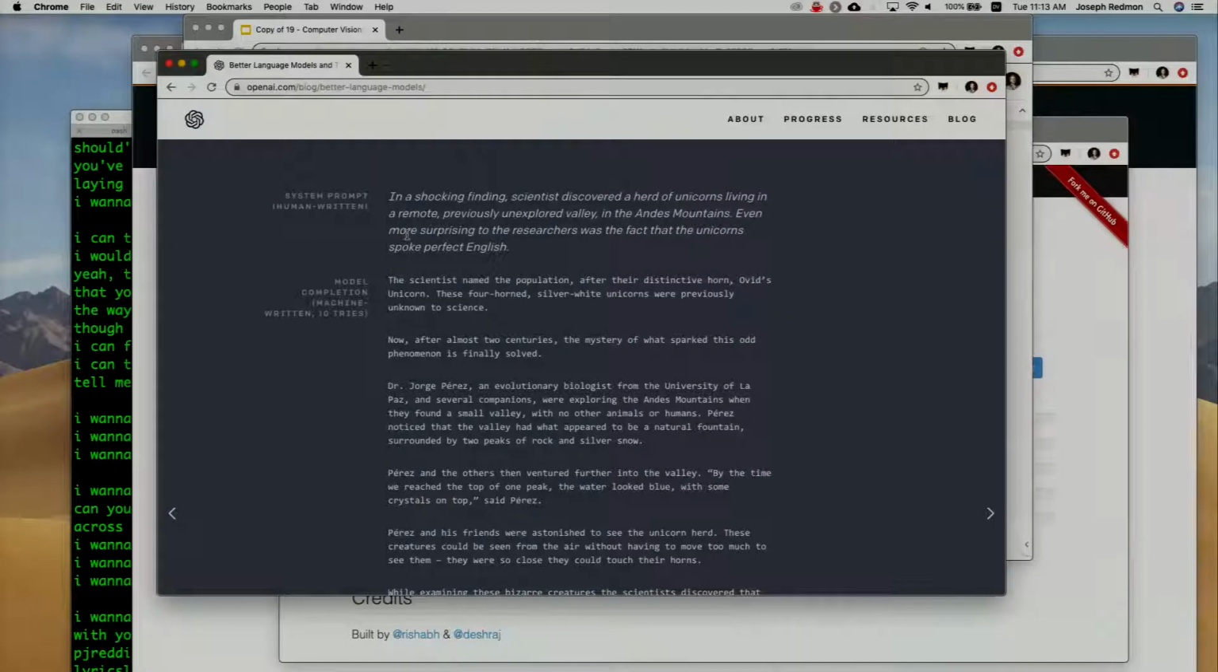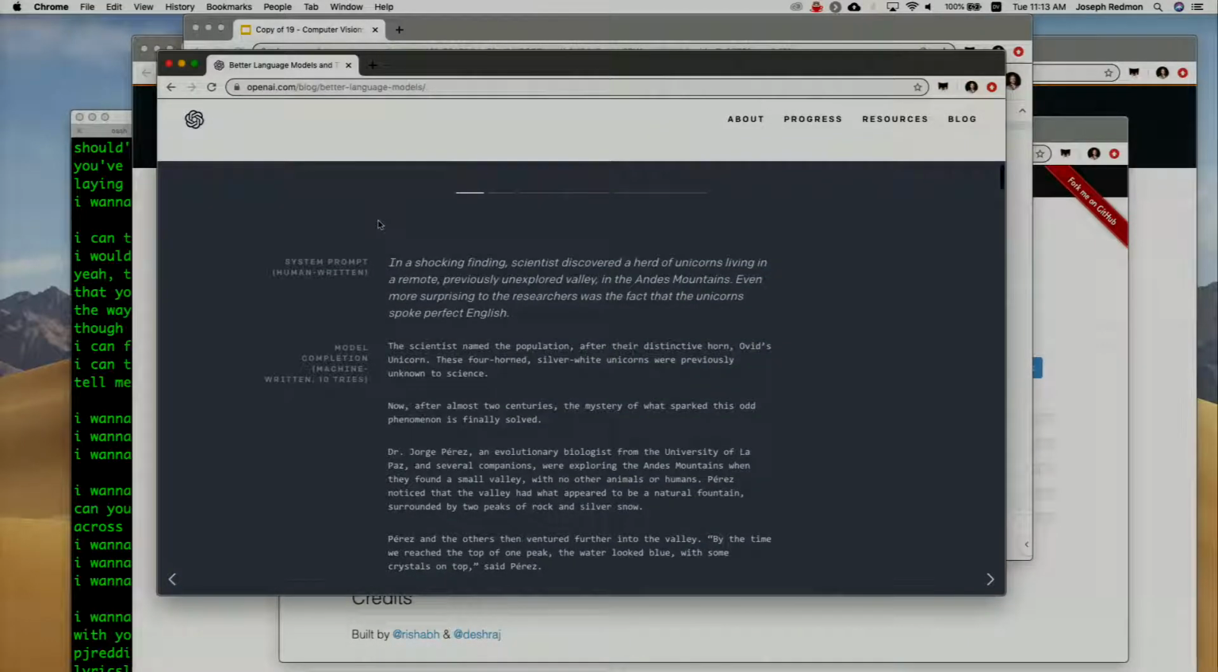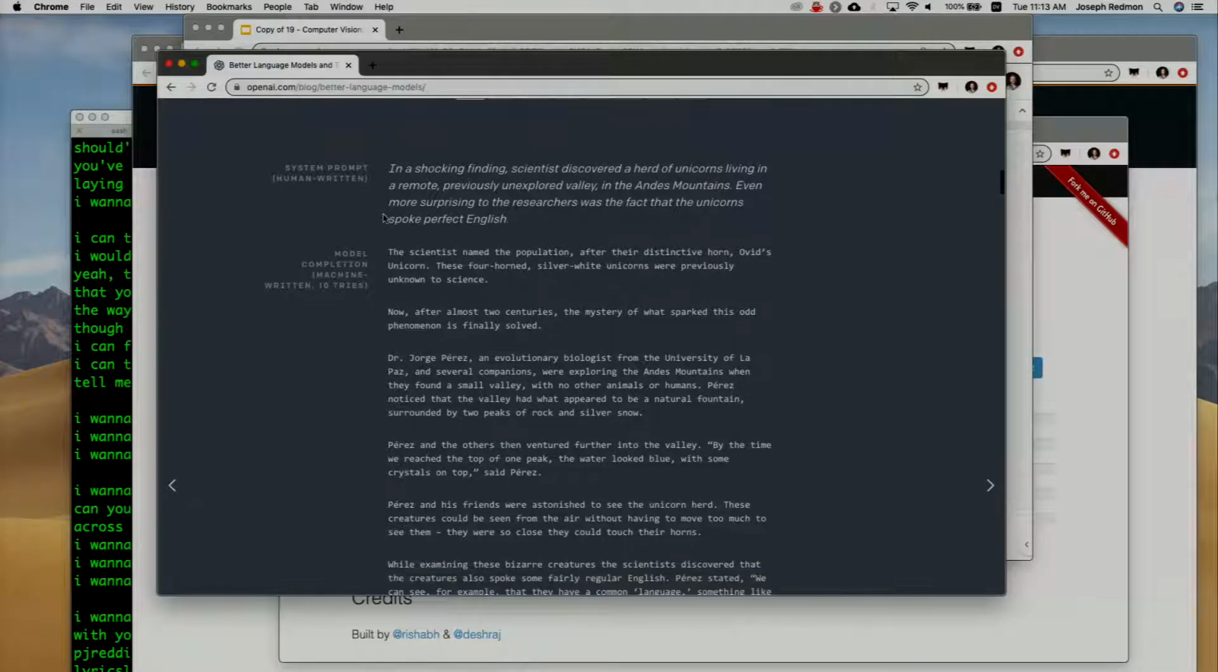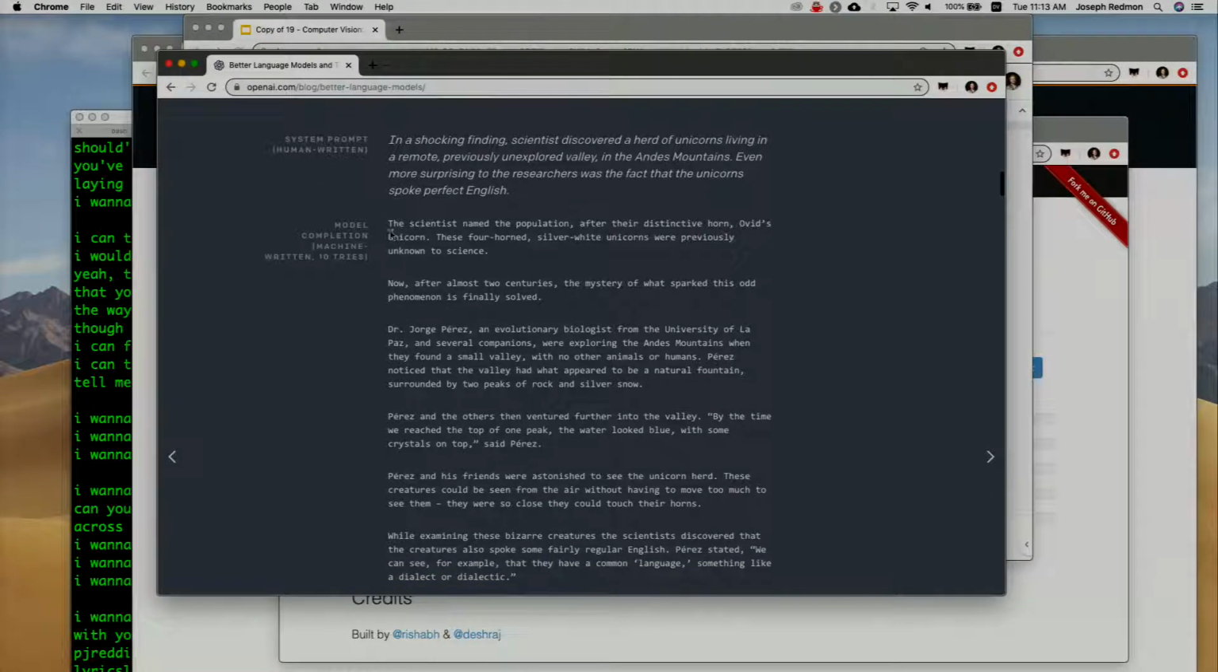So this is a few little examples that they produced on their website, where the prompt will be something. This is a fun example where they say scientists have discovered a herd of unicorns, and this is all trained on a big news data set, and so the model just taking this input produces the rest of this news article about this unicorn.